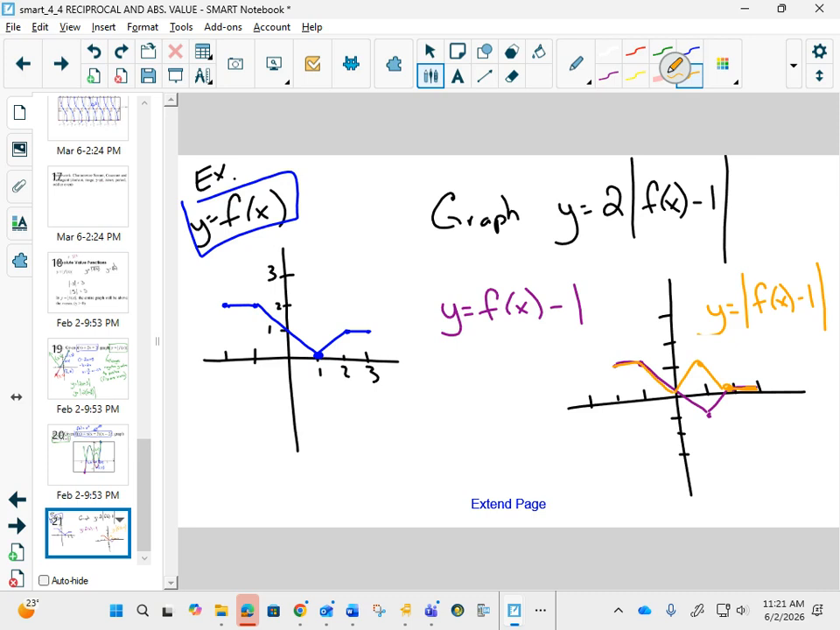And then finally, what color haven't I used? Green. Finally, I can do this in green. What does the 2 do to this graph? It would take the orange graph and do a vertical stretch by 2. So these 2 points are going to go up to here. 0 is going to stay the same. This one's going to go up to there. This one's going to stay the same. So you could get transformations and absolute value, or transformations and square root graphs, or transformations and 1 over f graphs combined.